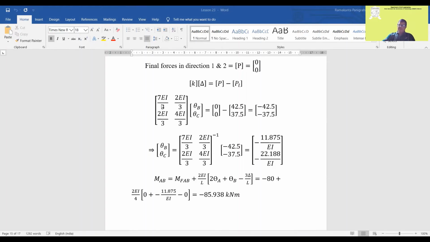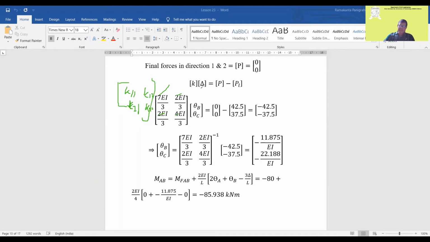Now write the K matrix, that is K11, K21, K12, K22. I think you understand that. So the matrix will be like this. All the four values you obtain: 7 by 3EI, 2 by 3EI, 2 by 3EI, 4 by 3EI.